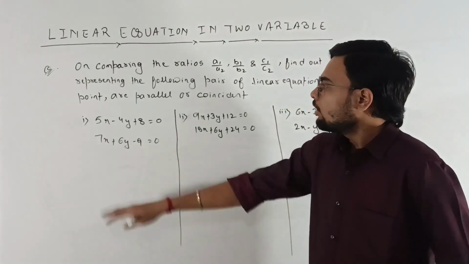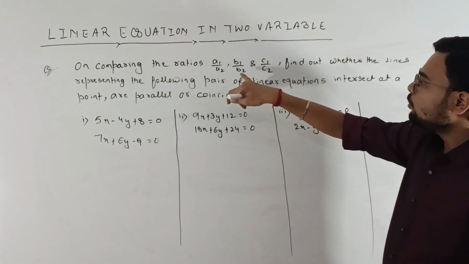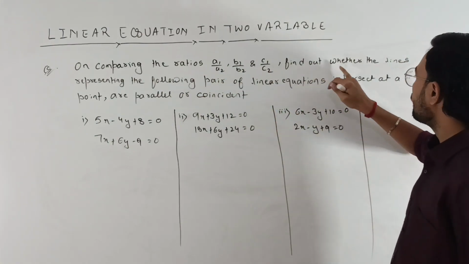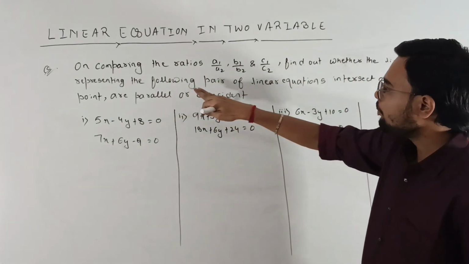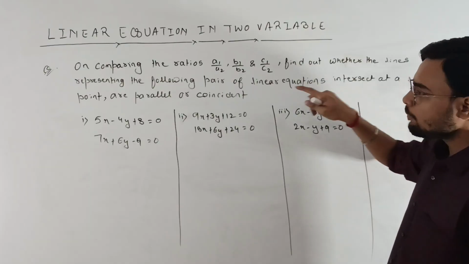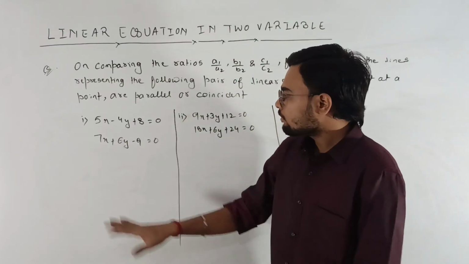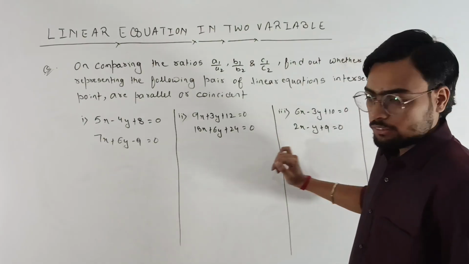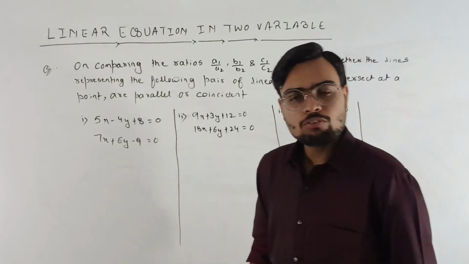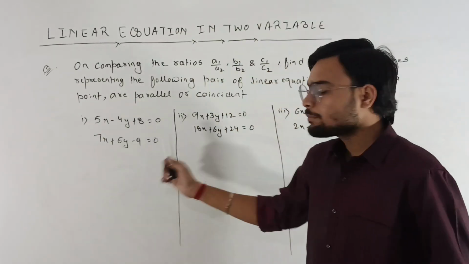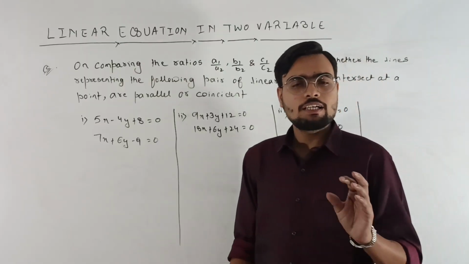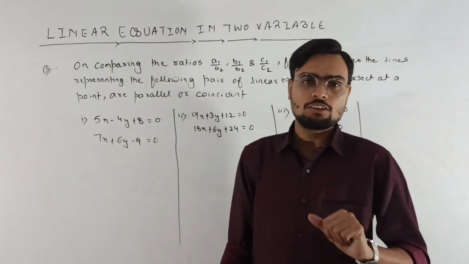Our question is, on comparing the ratios a1 by a2, b1 by b2 and c1 by c2, find out whether the lines representing the following pairs of linear equations intersect at a point, are parallel, or are coincident. Look, we have these pairs of linear equations, first, second and third, and we have to find out whether the graphs of these pairs are parallel lines, intersecting lines, or coincident on each other.